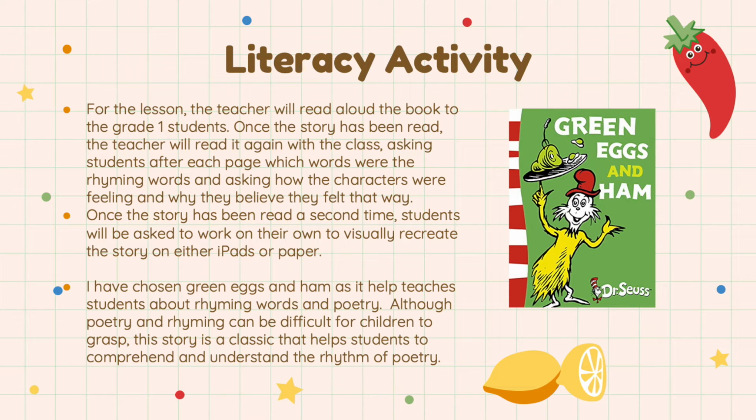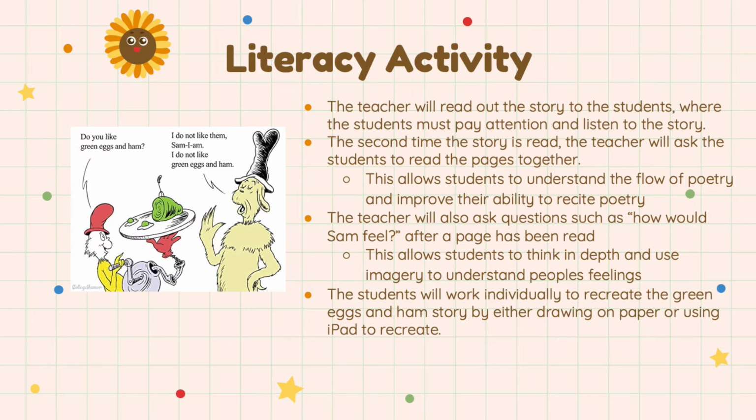I have chosen Green Eggs and Ham as it helps teach students about rhyming words and poetry. Although poetry and rhyming can be difficult for students to grasp, this story is a classic that helps students to comprehend and understand the rhythm of poetry in a simple and fun way. To begin the lesson, the teacher will read out loud the story to the students, where the students must pay attention and listen to the story. This way the students will be able to have better input when they reread the story a second time.